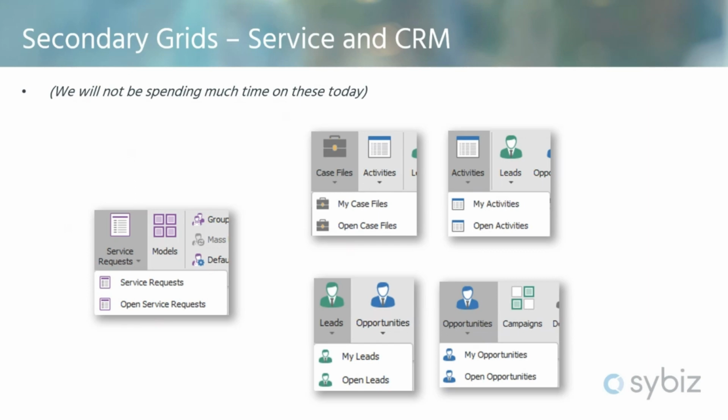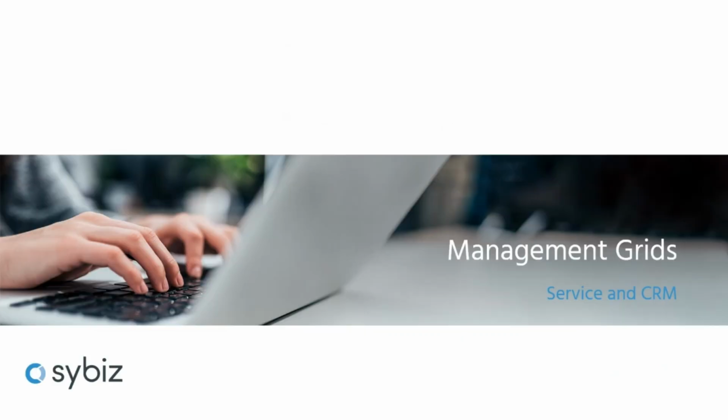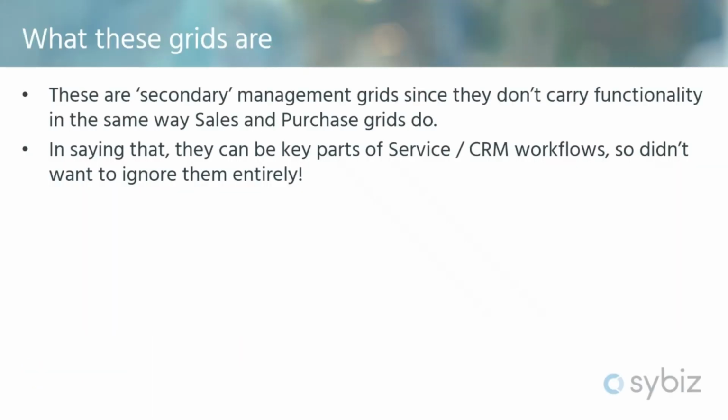But as I said, we're not going to be spending too much time on them today, but it does segue perfectly into service and CRM. The main reason that I call these secondary ones is because they don't really carry as much functionality in the same way that the sales and purchase grids do. So the sales and purchase grids have a lot of useful tools in them that will assist directly with workflows, whereas these are sort of more akin to, for example, a products grid, where it is just showing you information.